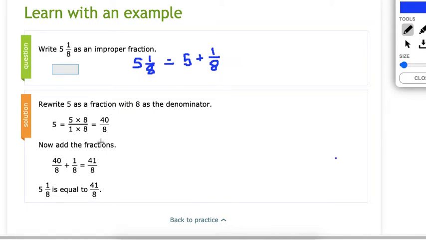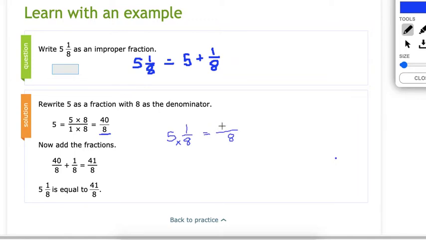So the key is we have to find out how many, in this case 8s, are in that whole number. And there is a shortcut to do this, and that's what we're going to look at. So if we have 5 and 1/8, the shortcut is we need to know how many 8s are in the 5 wholes, and we can do that by just taking 5 and timesing it by 8. So we go 5 times 8 and then plus 1 to get that. Now remember, we're going to be over 8. Our denominator stays the same.